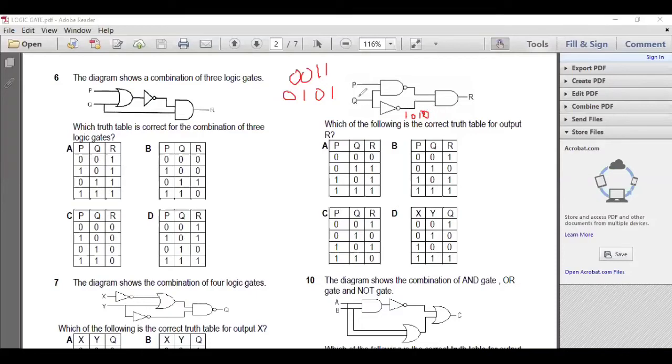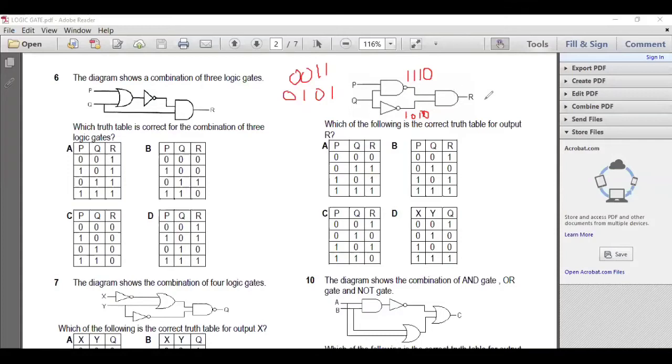At the same time, it combines with P to become the output of this. So 0 times 0, 0, inverse becomes 1. 0 times 1, 0, inverse becomes 1. 1 times 0, 0, inverse becomes 1. 1 times 1 is 1, inverse becomes 0.